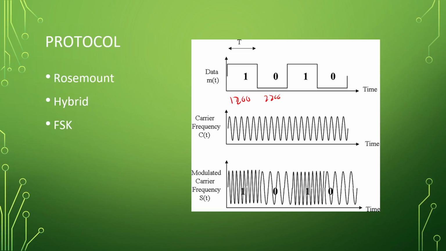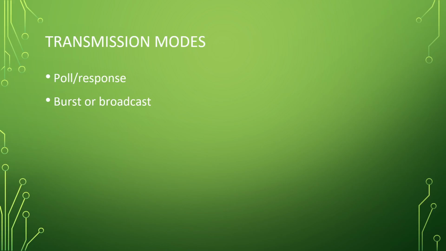This has that backwards, but I think I have it down here. Yeah, 1,200 represents a 1 and 2,200 represents a 0. All right, so that's the protocol. It did say this is a pull and response, so the devices don't basically offer anything up unless they're asked for it. That is definitely very important to know.